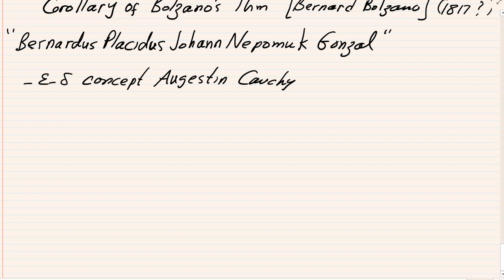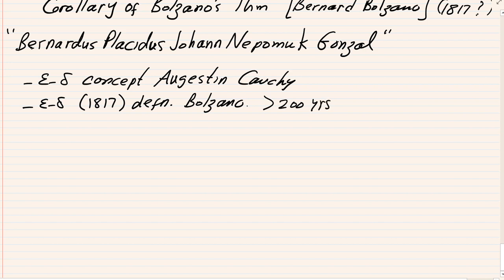And then the modern statement that we actually use. Before I go to the modern statement, for epsilon-delta, I think I'm going to go with 1817. I feel pretty good about this date. In 1817, the definition was given by Bolzano. So we're talking about something that happened over 200 years ago, and we're still studying it today.